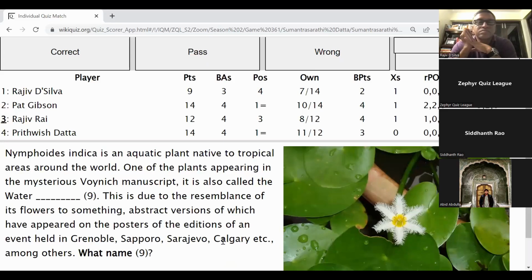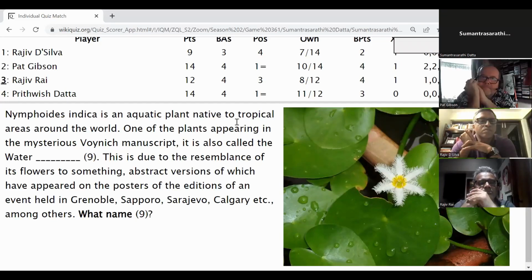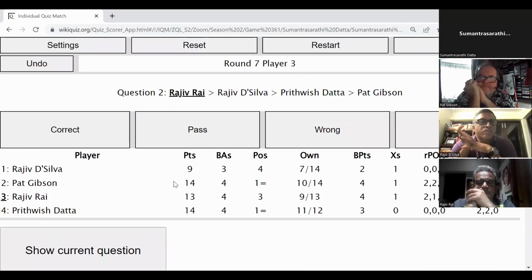Nymphoides indica is an aquatic plant native to tropical areas around the world. One of the plants appearing in the mysterious Voynich manuscript, it is also called the water blank, it's 9 letters. This is due to the resemblance of its flowers to something abstract versions of which have appeared on the posters of the editions of an event held in Grenoble, Sapporo, Sarajevo, Calgary, among others. What name is this? Blank. Snowflake. Snowflake, of course. This is usually seen in Winter Olympic logos. Snowflakes. And that is your second question.